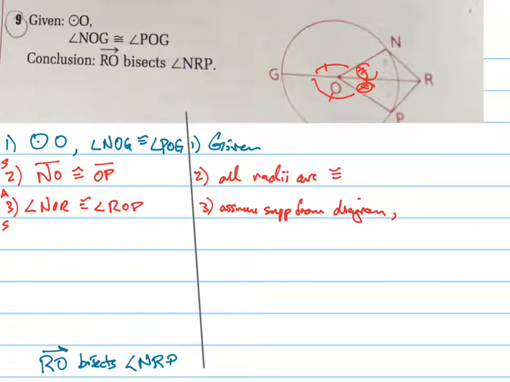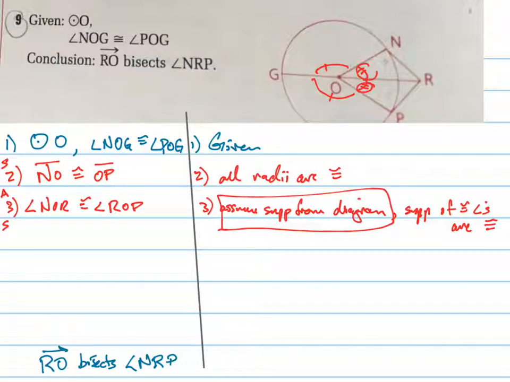And then I'm going to say the property that they gave you that you can use, which is supplements of congruent angles are congruent. Okay, so again, your teacher may or may not have wanted you to say that, and maybe even to list it as a separate step, but I'm just going to do it all in one because there's lots of steps here.